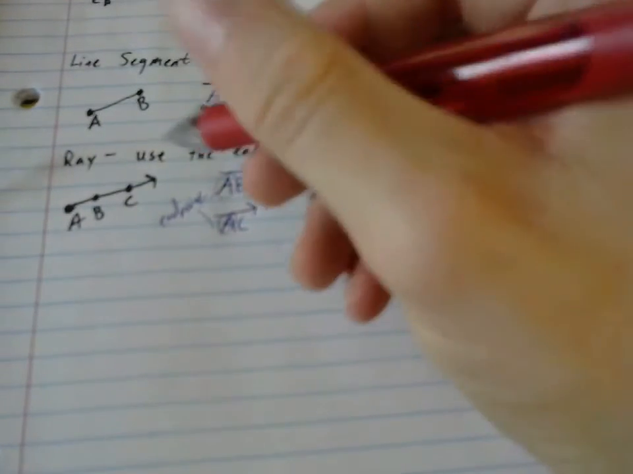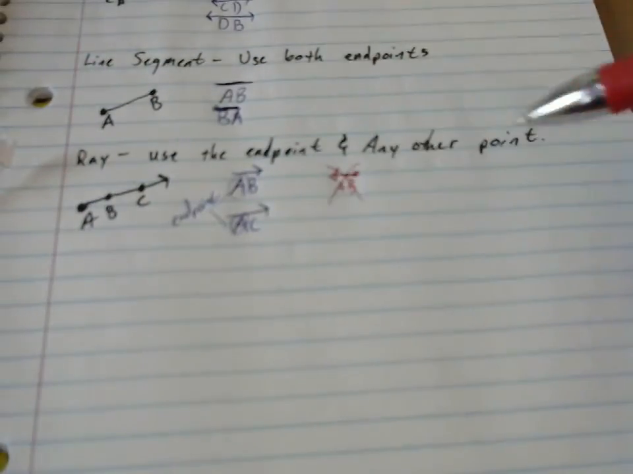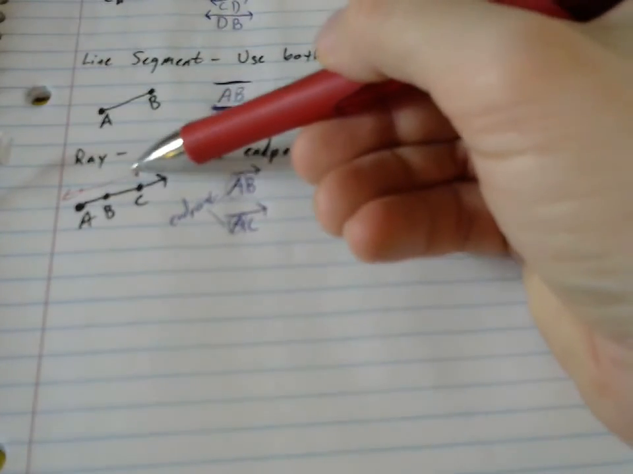Also, if I were to say ray CA and ray AC, those are not the same ray because it tells you a direction. So I could do a ray CA if I had it going off to the left like I did here lightly in red.